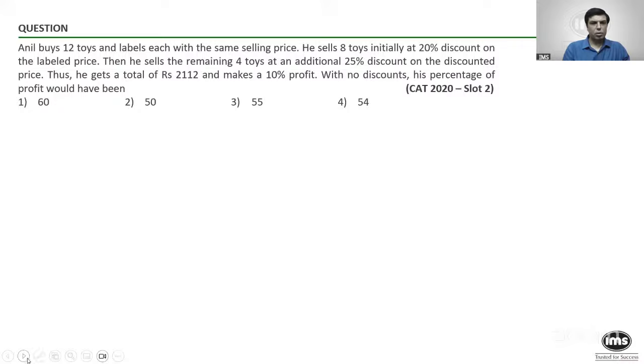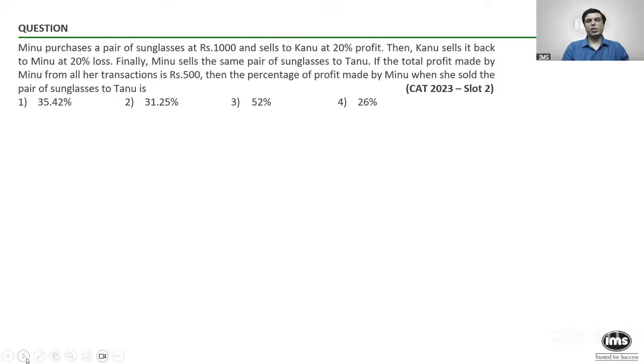And this is the last one. This is CAT 23 slot 2.